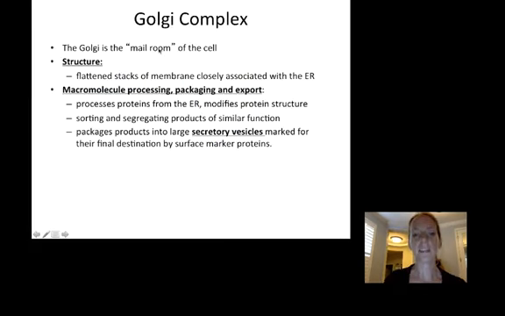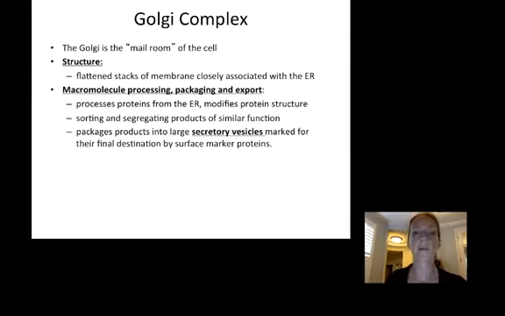From the ER, then we get to the Golgi. Think of the Golgi as the mailroom of the cell. The Golgi looks like little flattened stacks of pancakes that are closely associated with the ER, or the endoplasmic reticulum. All of those molecules that are synthesized in the ER will be sent to the Golgi to be sorted and packaged. So if the ER is the factory, the Golgi is the place where they get sorted out and packaged for their final destination. These molecules will be processed, packaged, and exported.